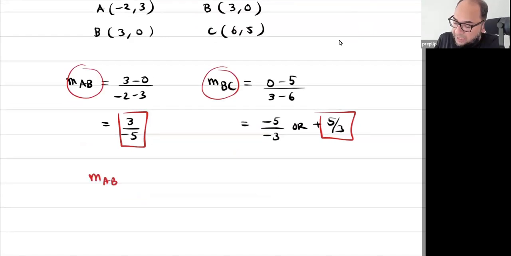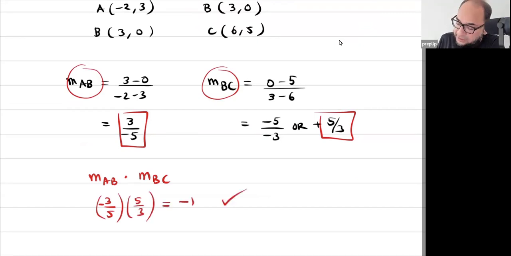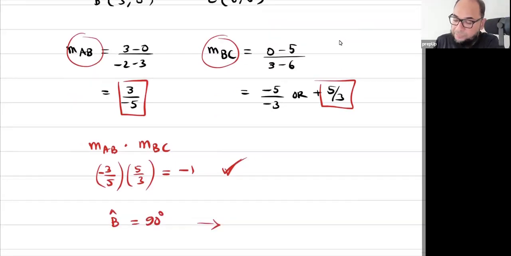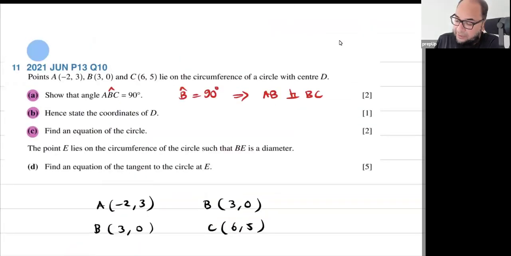Gradient of AB times gradient of BC. That is 3 over 5 with a negative sign times 5 over 3 with a positive sign. Yes, it does give you minus 1. Therefore, I have proven that angle B is 90 degrees. All good? All clear? So the first part is done for 2 marks.